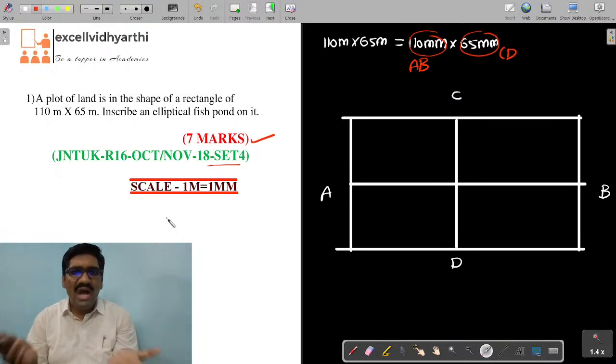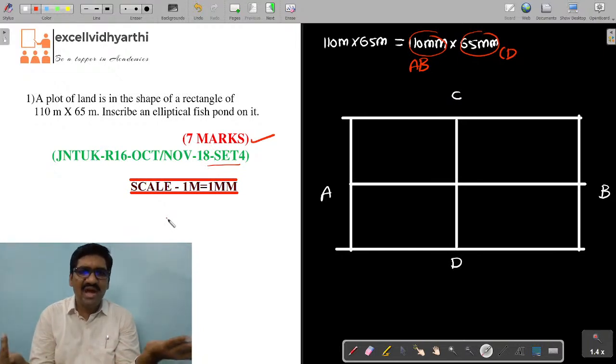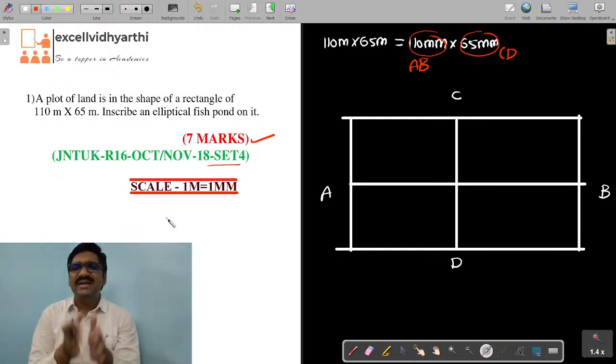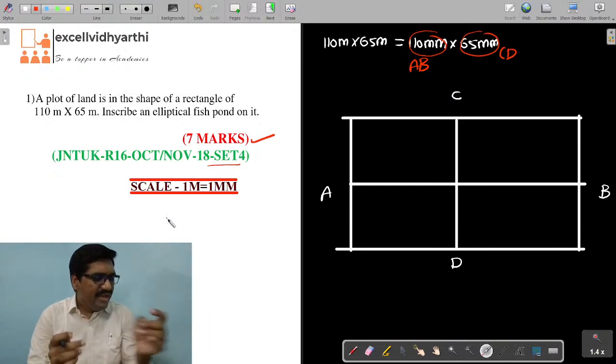Otherwise, how will the invigilator understand? How will the examiner understand that the scale you are assuming, all of you? Definitely you have to do it.